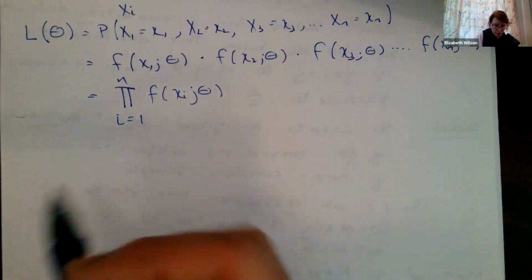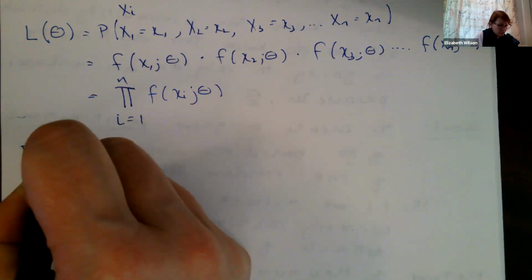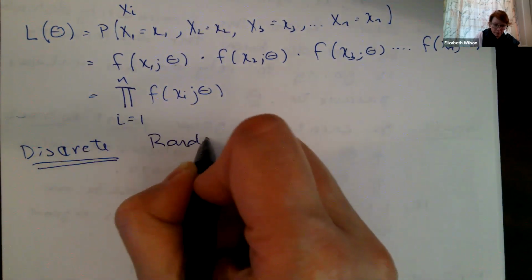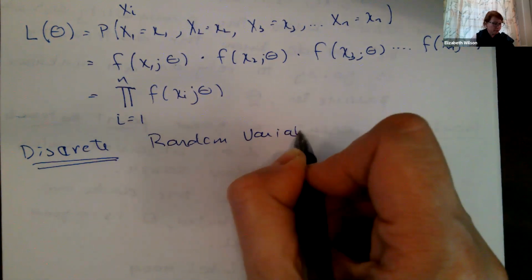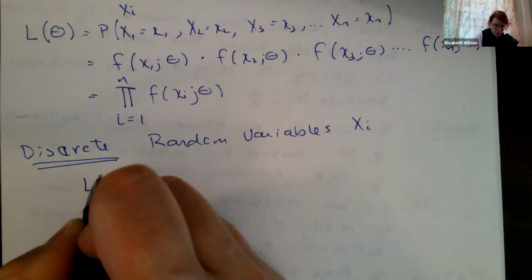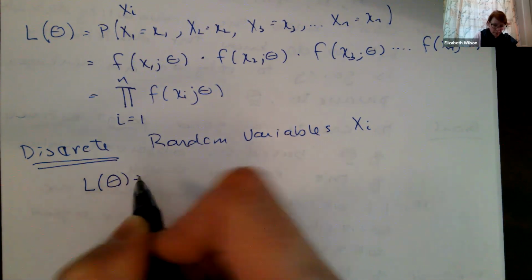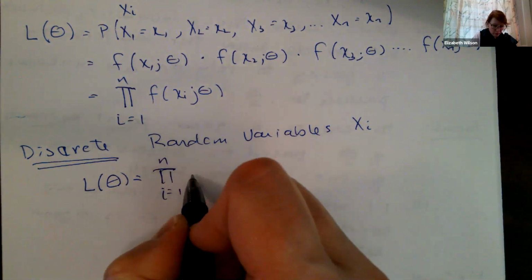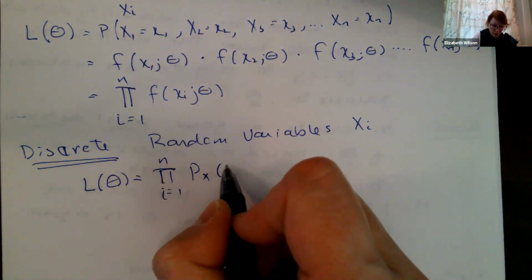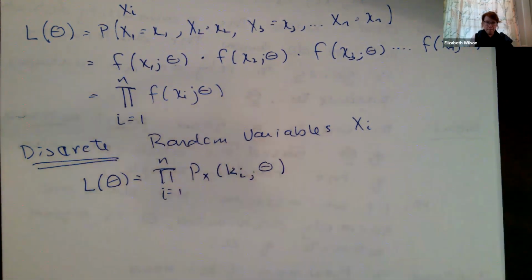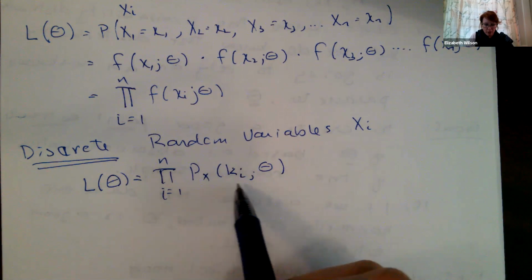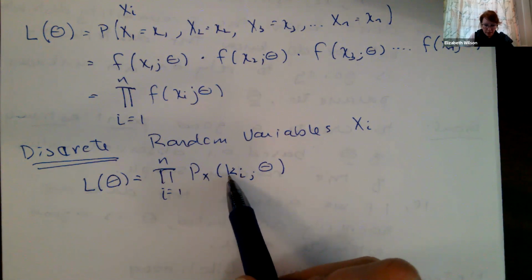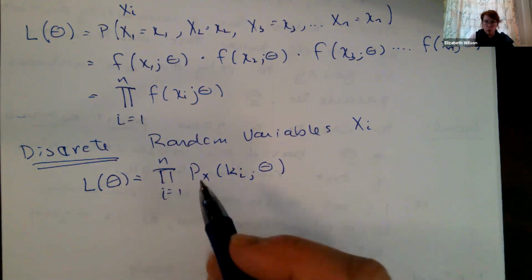Okay, let's write down what it looks like for discrete and continuous. Discrete, we have random variables x sub i, which means my likelihood function is going to be the product, i equals 1 to n, of p of x, k sub i and theta. So this is our probability mass function. I'm multiplying each of these all together because this is where x takes on the value of k sub i. And I'm going to multiply them all out from 1 to n, however many I have.